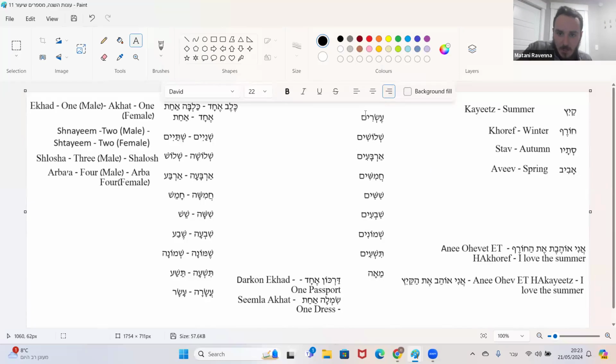And this column here in the middle that I'm now moving my cursor on, that's what I just said: 20, 30, 40, and so on and so forth until 100. What I want you to see here is that when it's a round number like this, we will go by the male.